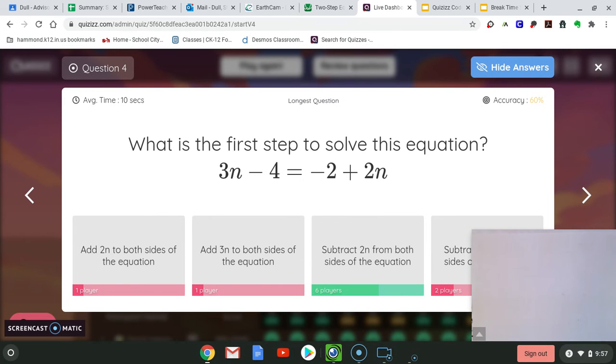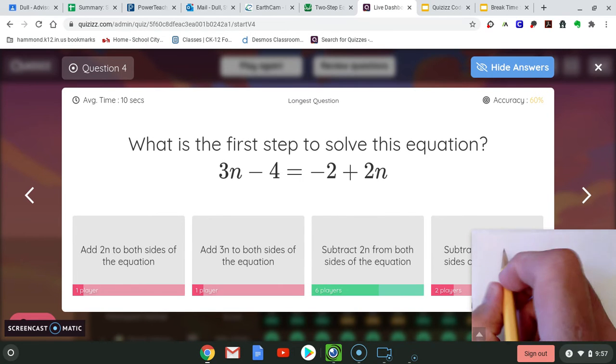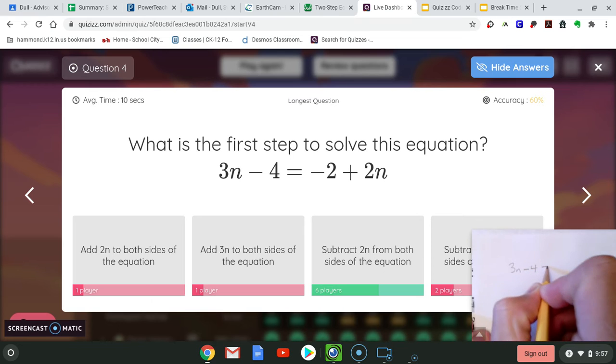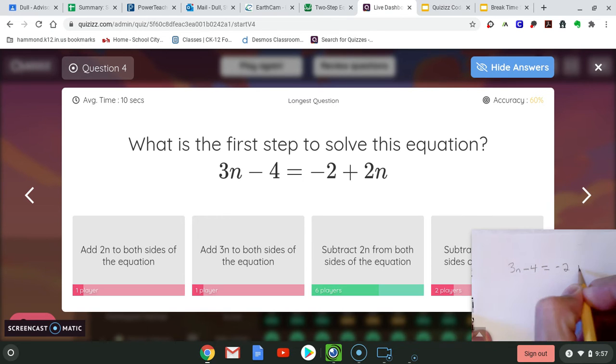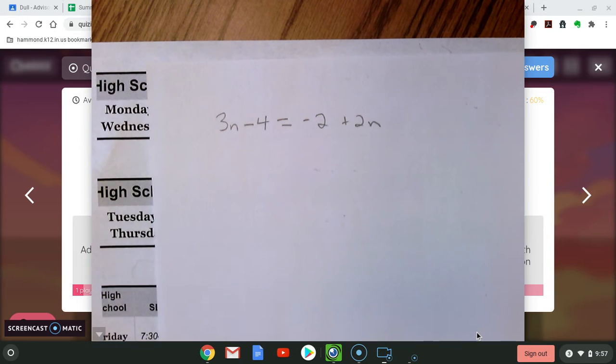And so I wanted to take a look at a couple that maybe we could use a little shoring up on. In particular, a lot of these equations were equations that featured variables on both sides. As an example, 3n minus 4 equals negative 2 plus 2n. So as we think about this type of equation, I've got variables on both sides.